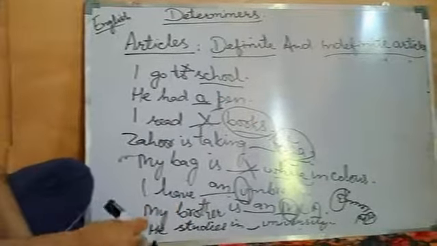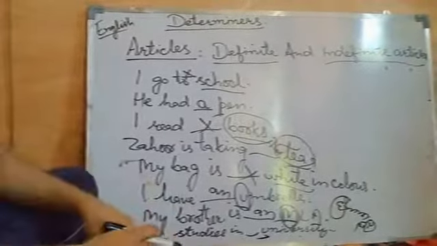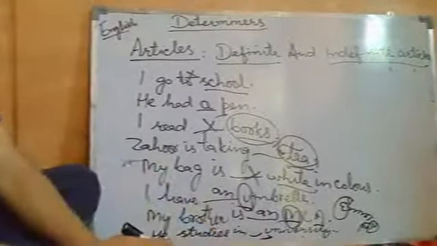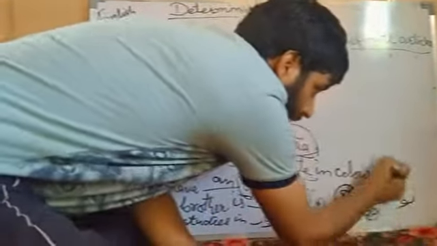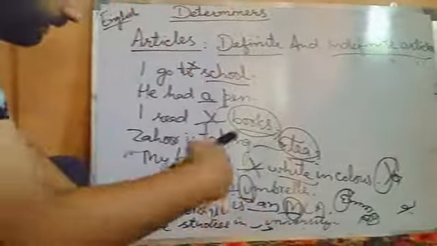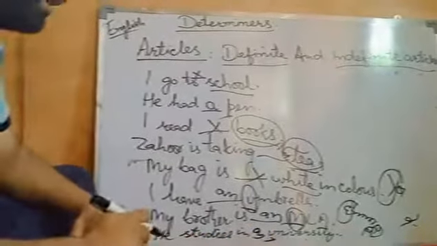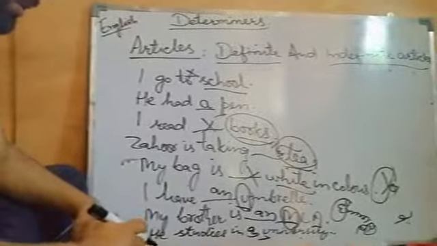He studies in dash university. U is a consonant. Sorry, U is a vowel, but here it gives the sound of a consonant. University, y o u. It gives the sound of y. It gives the sound of y. That's why we have to use a university, not an university. So we need these things.